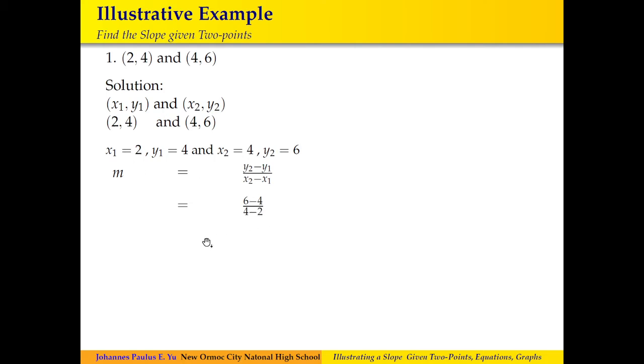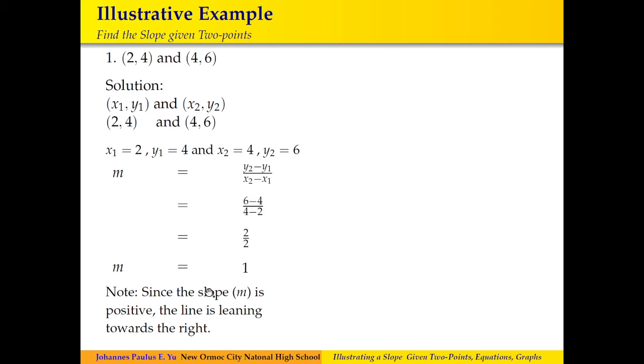So, we have to simplify. 6 minus 4 is just 2, and 4 minus 2 is also 2. So dividing 2 divided by 2, we have the slope equal to 1. And note, since the slope is positive, the line is leaning towards the right.